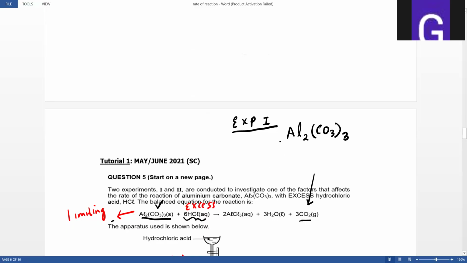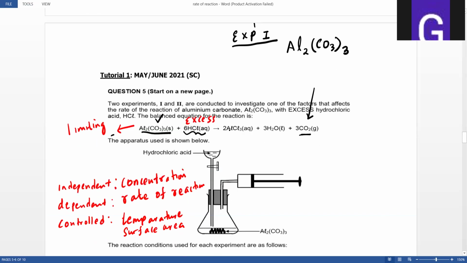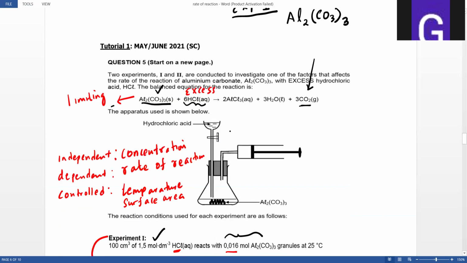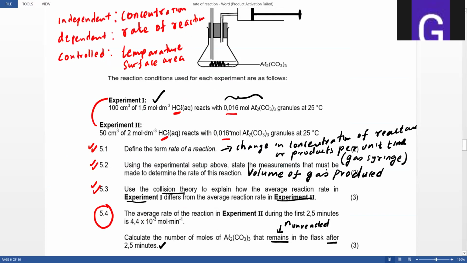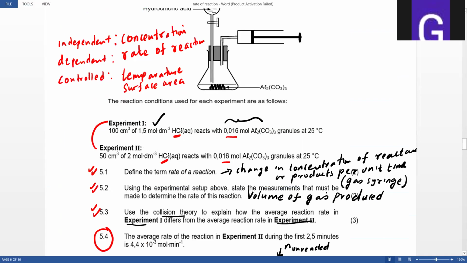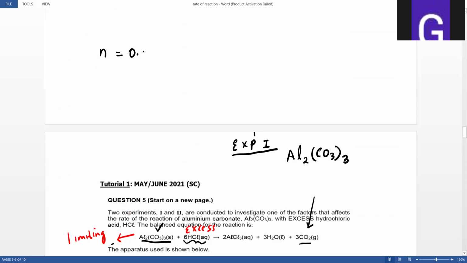What do we have? We have the number of mole. Let me just write it here. We are given the number of mole of that. Is how much? What is that? Okay, the number of mole of aluminum carbonate is 0.016.